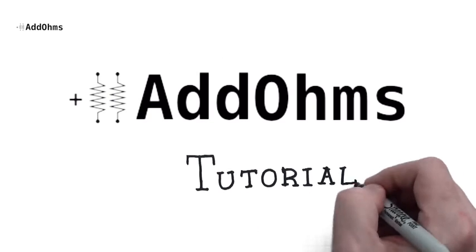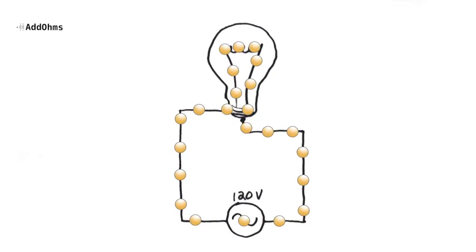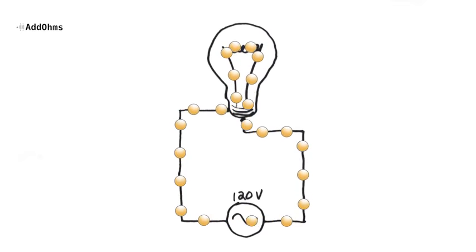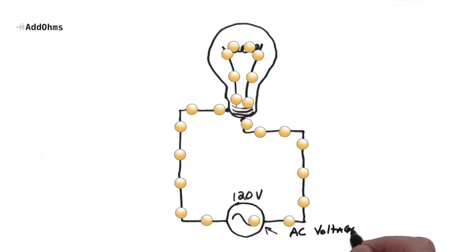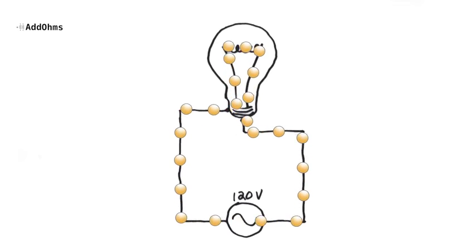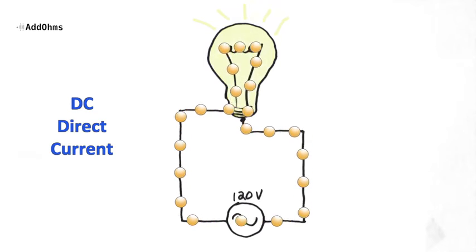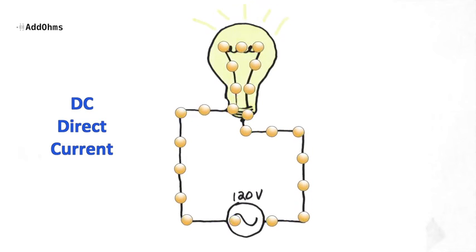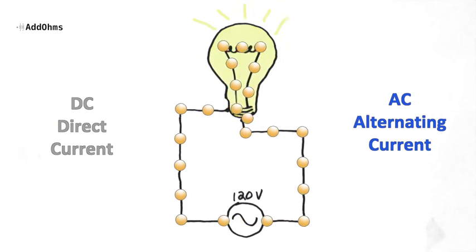On a previous Ohms video, we looked at voltage, power, and current, and you might remember this animation. One problem with this animation is that the voltage source shown was an AC source, while the current flow was shown as DC. So let's talk about the difference between AC and DC. The letters DC stand for direct current, and it generally means the electrons flow in a single direction. AC stands for alternating current, and it means that the flow of electrons change.